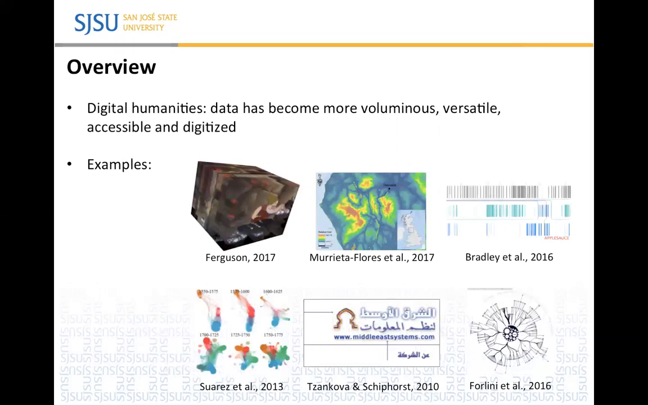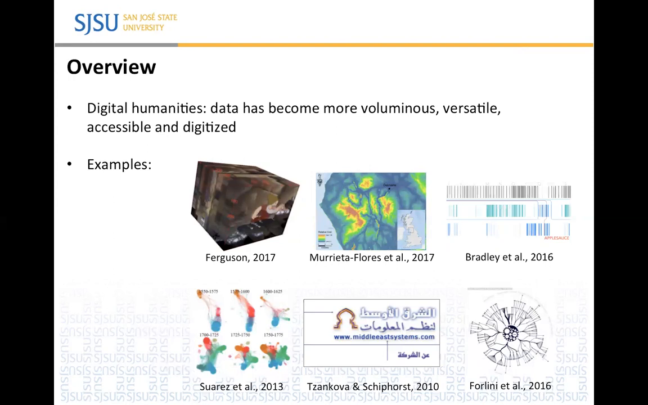So we all know that in recent years, data has become more voluminous, versatile, accessible, and digitized. And in the digital humanities community, new technologies have also emerged with the goal of providing advanced analytical capabilities to support content analysis, knowledge discovery, or even decision-making. So here are some of the interesting examples of digital humanities research work that can give you a sense of how they span across different data types and application purposes.